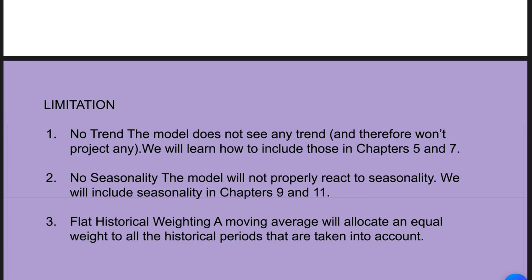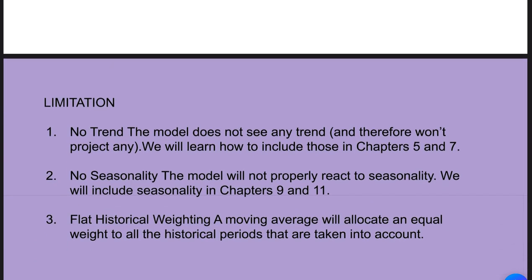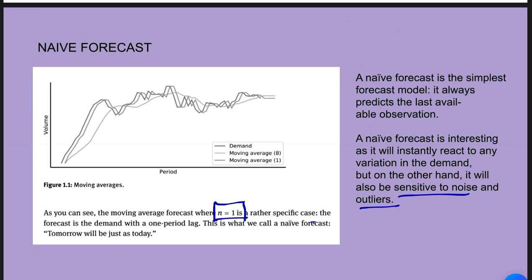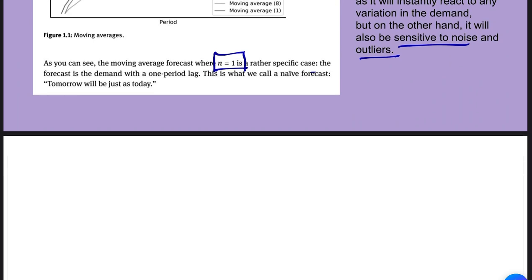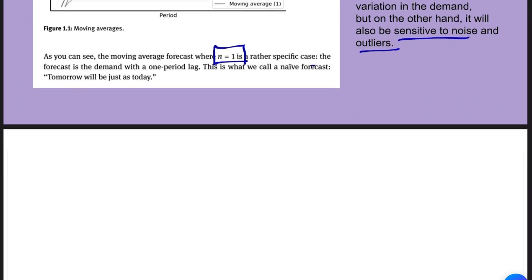Since there are some limitations in these algorithms, like no trend can be learned by this technique, no seasonality can be captured by these techniques, as well as flat historical weighting. Okay, so let's try to understand all of these points, but before that I also wanted to discuss the significance of the value of n provided in the moving average part.